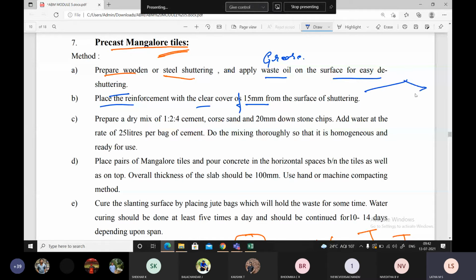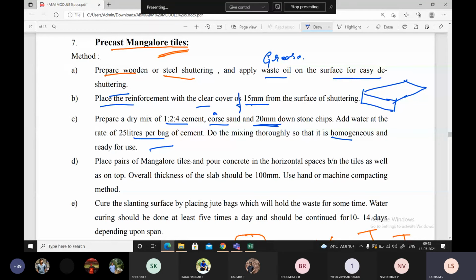So you can think of a Mangalore tile, which may not even cross 40 mm or 50 mm, right? So you will be placing the reinforcement with 15 mm cover from the surface of the shuttering. Prepare the mix according to the design 1:2:4, with coarse sand and 20 mm down chips. Add water at the rate of 25 liters per bag of cement, okay? That is the design part. Do the mixing thoroughly so that you get a homogeneous mix, ready to use.